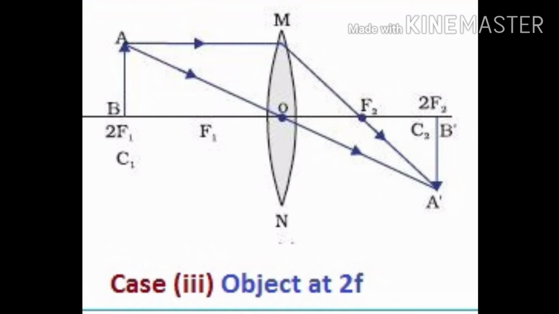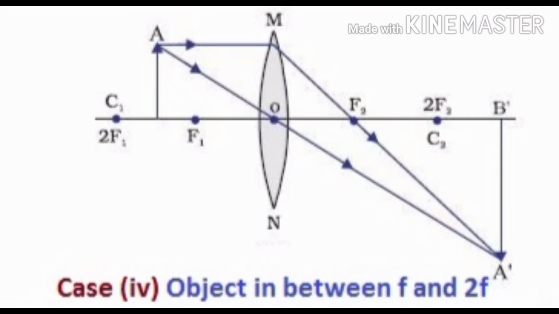When the object is at the 2f1 position, we similarly take two rays, and wherever these two rays meet, the image will be formed. Here we can see that the image formed is at 2f2, of the same size, real and inverted. When the object is between 2f1 and f1, the image formed will be beyond the 2f2 position, and it will be enlarged, real and inverted.